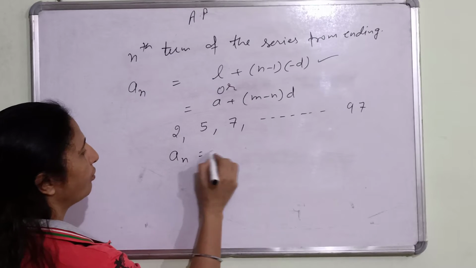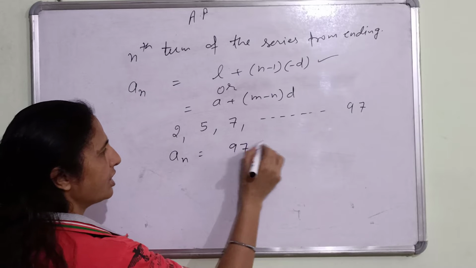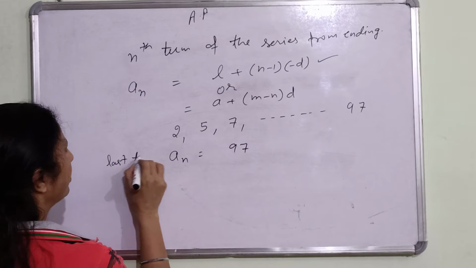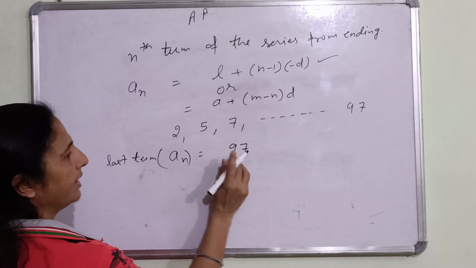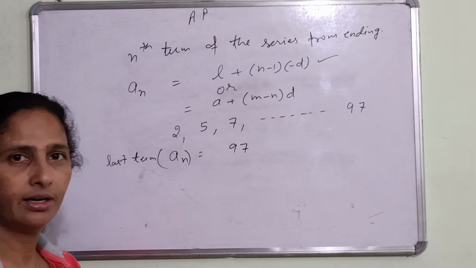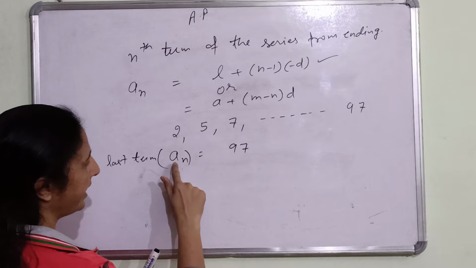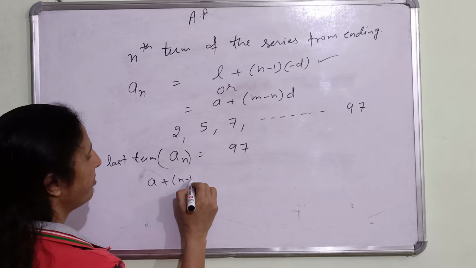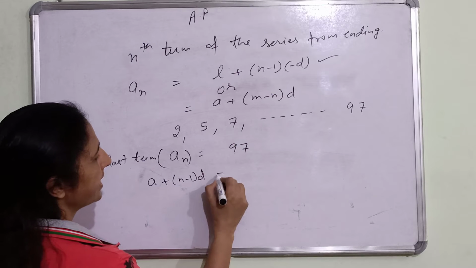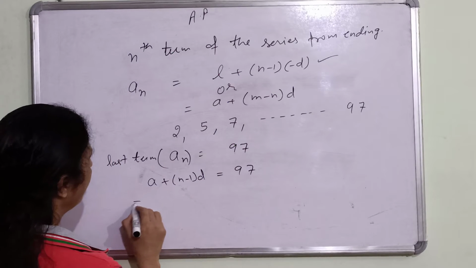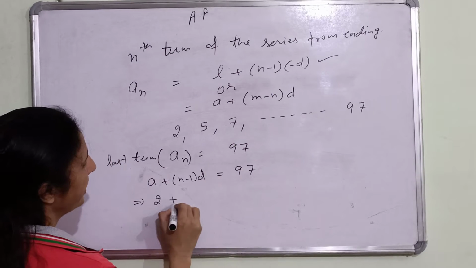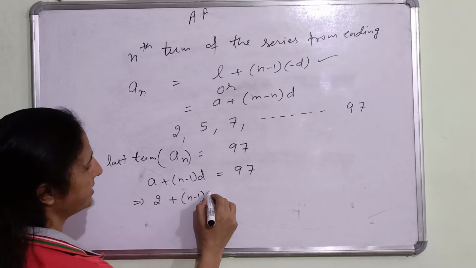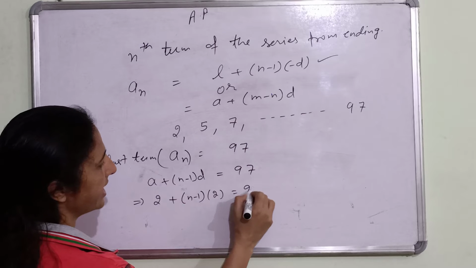an, the last term, is 97. Now we use the nth term general formula: a plus (n minus 1)d is equal to 97. Here a is 2, n is the number of terms that we have to find, and d is 5, so a plus (n minus 1)d equals 97.